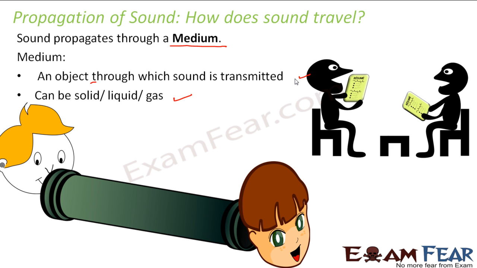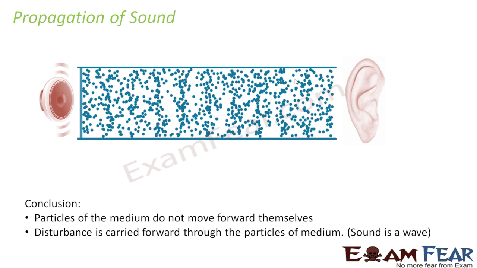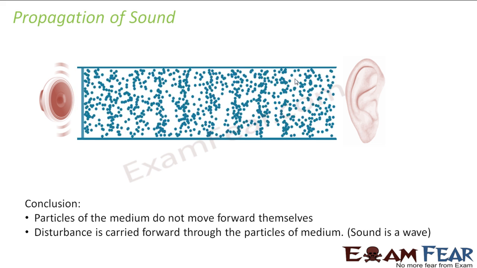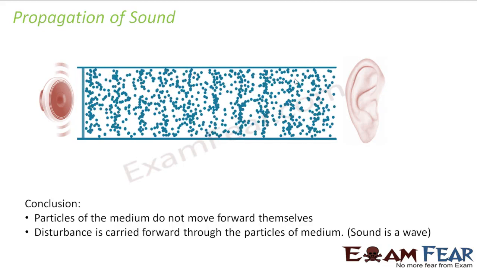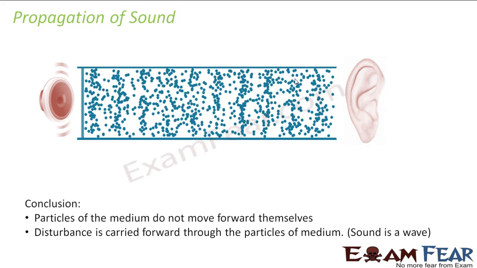So there are many different mediums, which can be solid, liquid or gas, but air is by default a medium which helps in propagation of sound. The important point here is that sound needs a medium to propagate. If there is no medium, sound will not be able to propagate. We will talk about that part a little later. Right now let us see how the propagation of sound actually takes place, how sound is transmitted from one point to another.